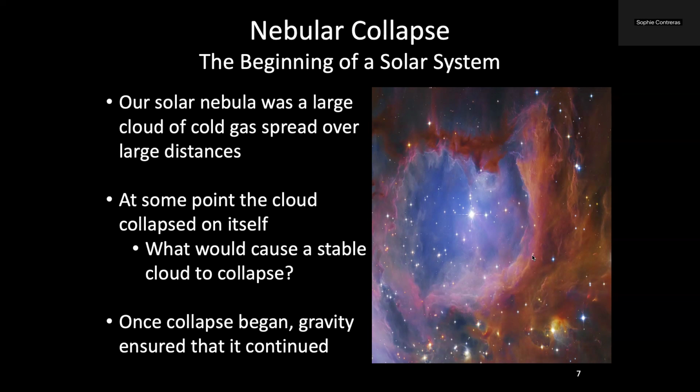What kind of feedback is that an example of? Positive, because it's reinforcing the behavior. You start with some object, and as it pulls in material, it then gets bigger and can pull in more material. So that's a positive feedback for that object. Anyone curious about this part? What causes the collapse?